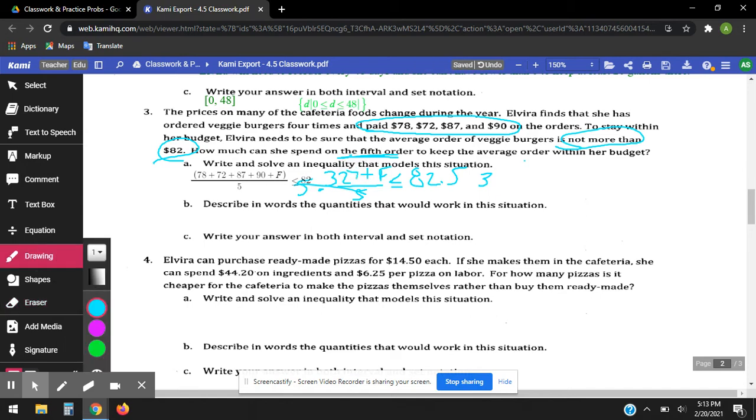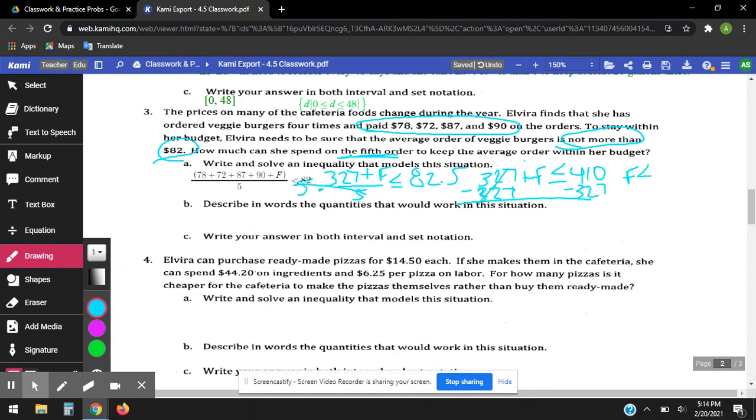Thought that number seemed off. 327 plus f is less than or equal to 82 times 5, which is 410. And so now it's a plus 327, so I can subtract 327, and those cancel, leaving my f.